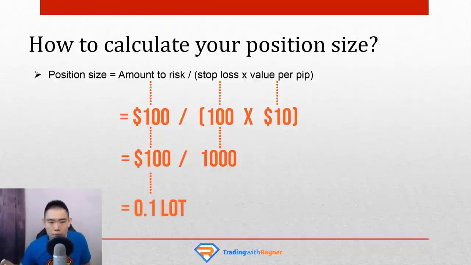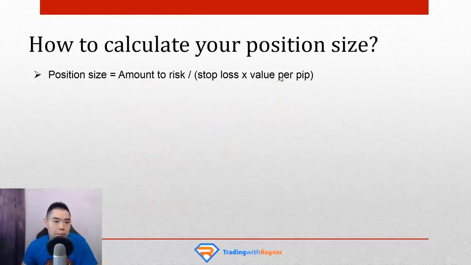The trouble with this is that your value per pip is constantly changing. It really depends on the quote currency. It depends on the currency that you have funded your account with. So you can see that things can get really cumbersome, right? So one thing I suggest is to use a position sizing calculator to make your life really easy. And I'm going to show you how to do this step by step.